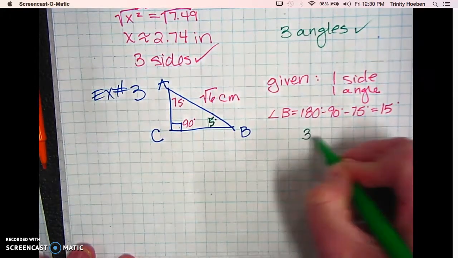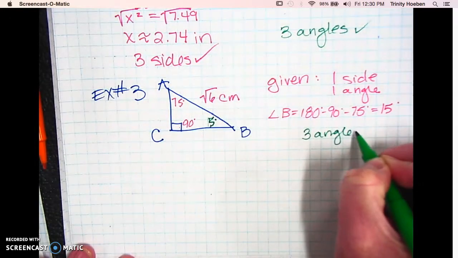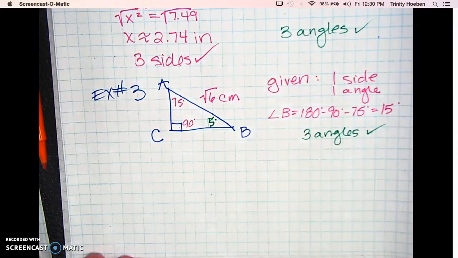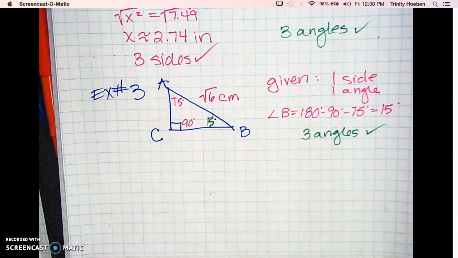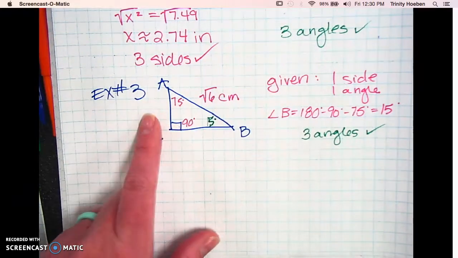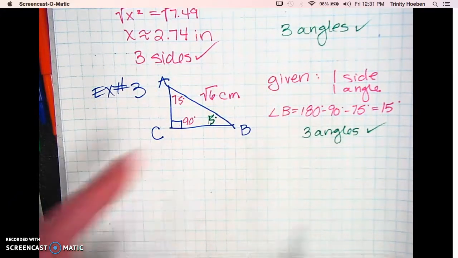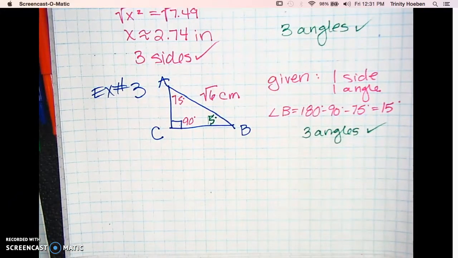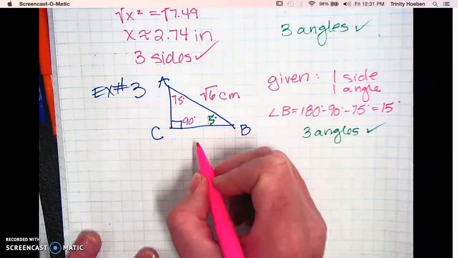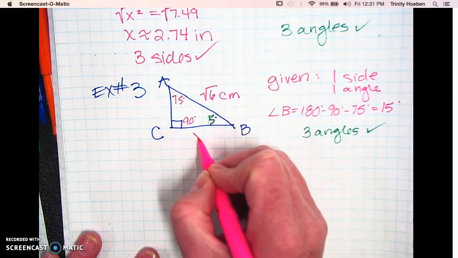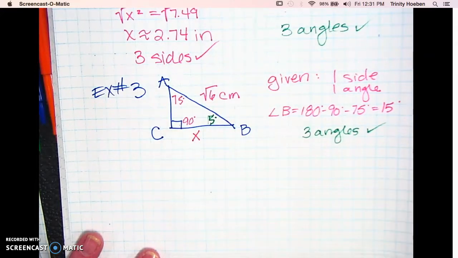And we've already got all three angles. Check. More than halfway there, right? All right. So now we need to get the other two sides. Either this side or this side. Doesn't really matter which one we go with first. So I'm going to start with this one right here, side BC, okay?